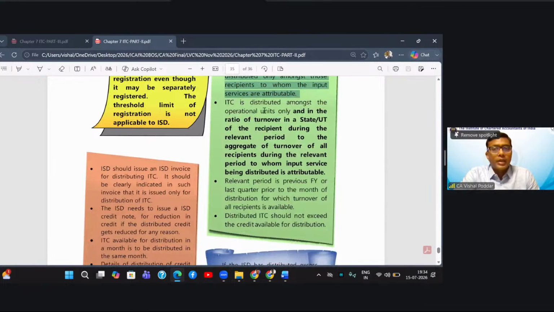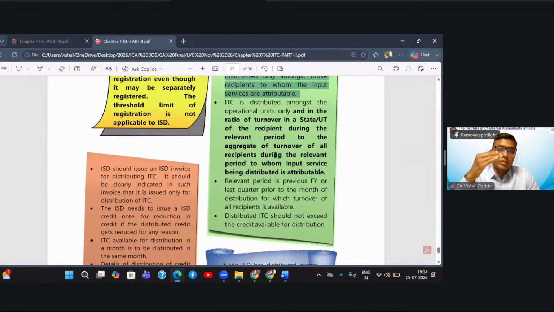Next, ITC is distributed amongst the operational units only and in the ratio of the turnover of the recipient during the relevant period upon the aggregate turnover. Fine. So what is the point? Now the second point is, we have understood that we have to distribute it only to those units who have got the benefit.